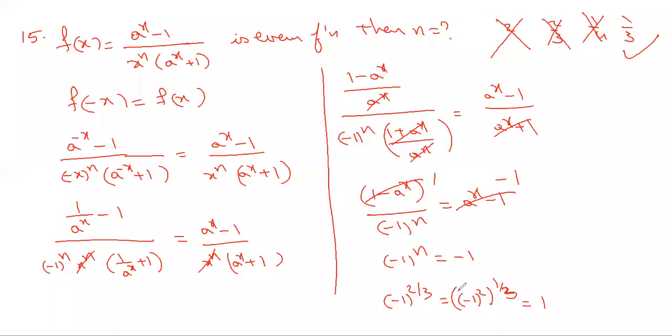You see this, we reach this (-1)^n, the whole power -1. 2 definitely won't satisfy, sir, because (-1)^2 is not -1. And for 2/3, (-1)^(2/3) can be written as ((-1)^2)^(1/3). (-1)^2 is 1, and 1^(1/3) is 1. So 2/3 is also not satisfying.